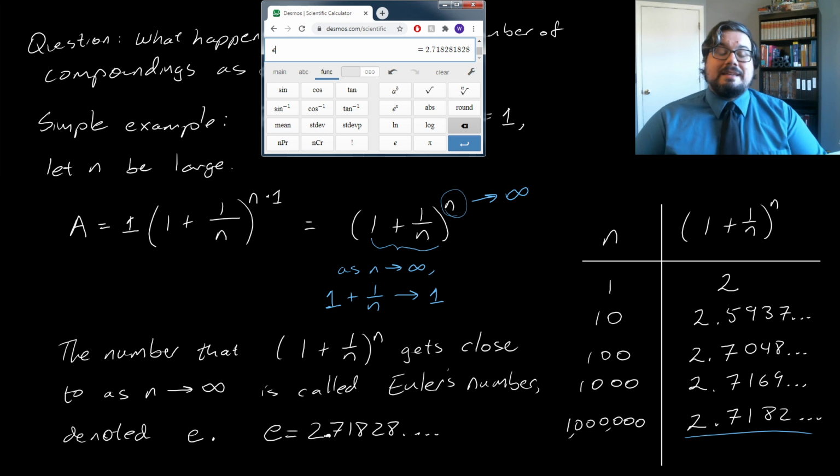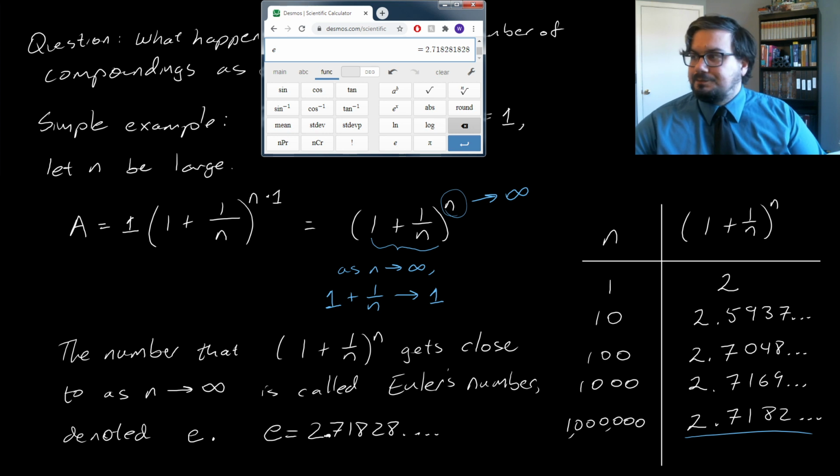So e is one of the most important numbers in all of mathematics. It is as important as pi even, but not quite as accessible in, say, elementary school. So most people see e much later than they see pi, but mathematically it's even more important.